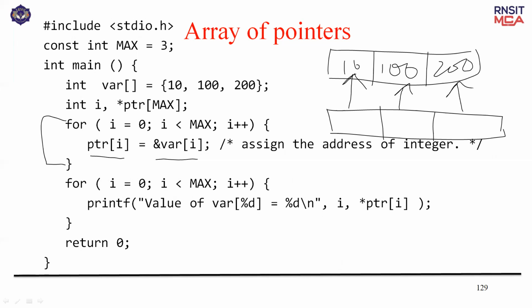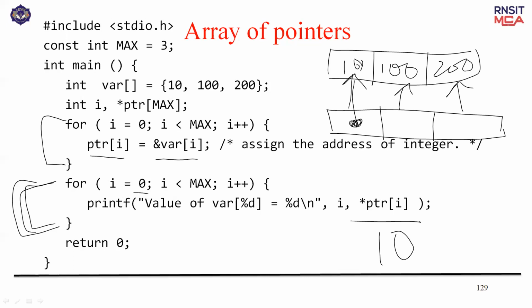Now, after assigning the addresses of the integers to the pointers, in the next loop what it is trying to do is print the value of star PTR. Again, I starts from 0. Star PTR of 0, that is this cell, is pointing to var of 0, so 10 is printed. Okay, 10 is printed. Now, next, I++.